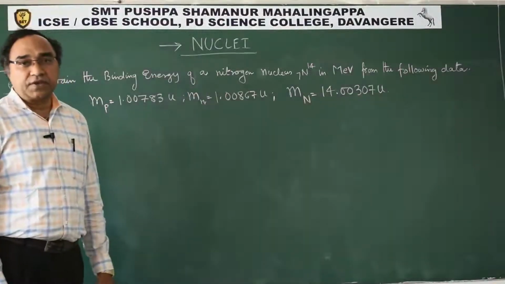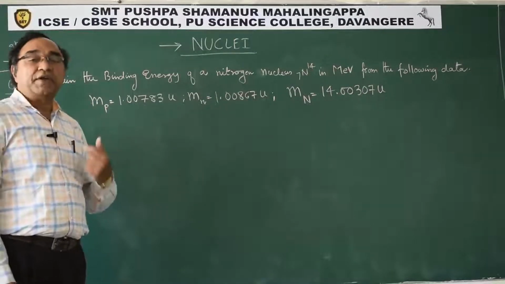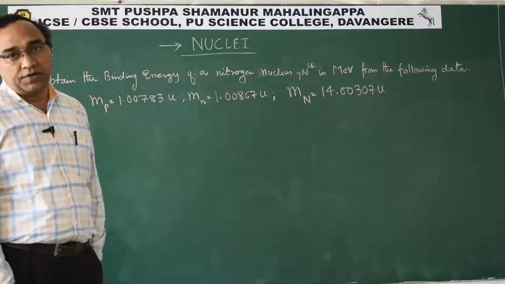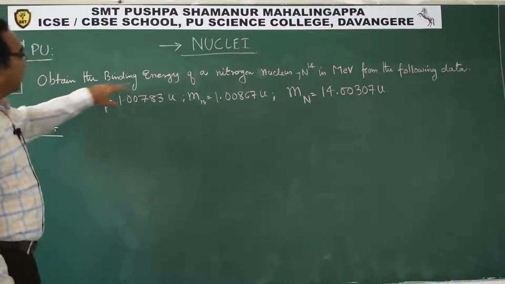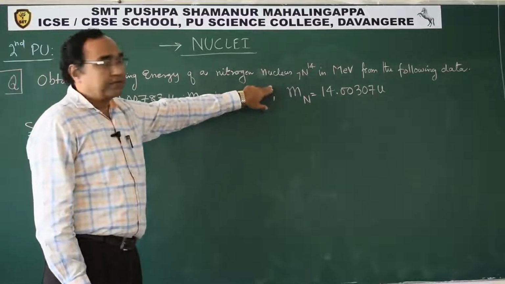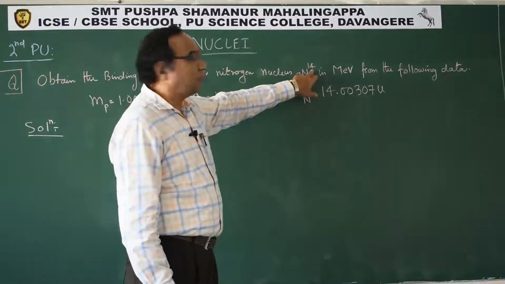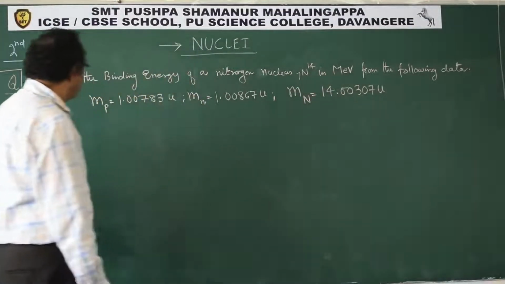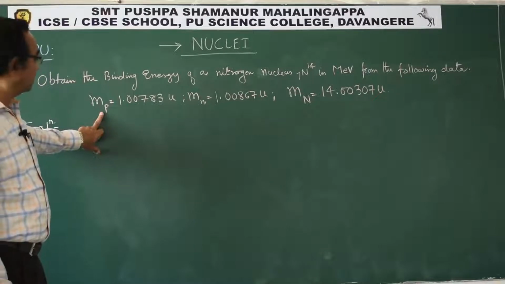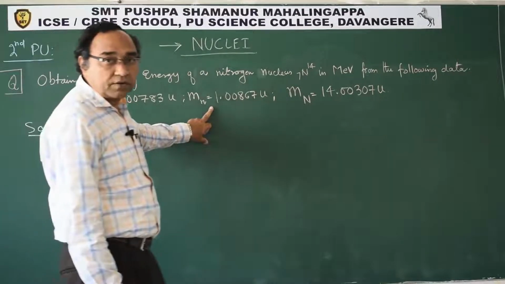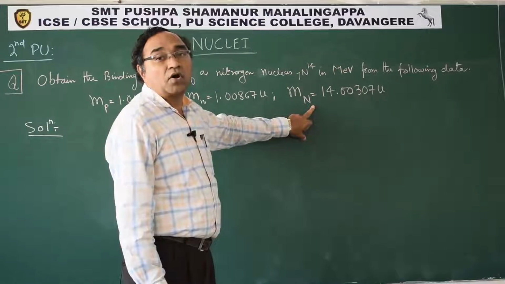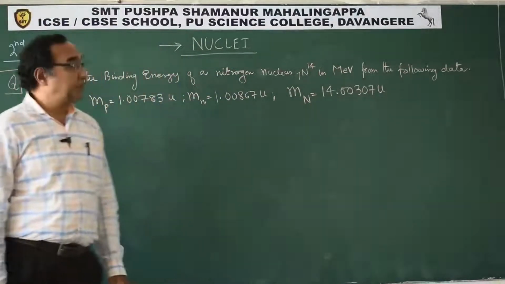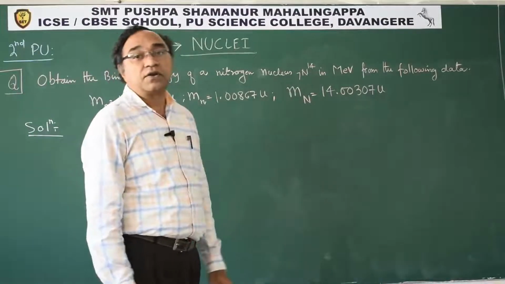Well students, let us take one question where we are asked to find the binding energy of a nucleus. Obtain the binding energy of nitrogen nucleus 7N14 in million electron volts from the data given. Mass of proton is given, mass of neutron is given, and the mass of nitrogen nucleus is given. Please understand this. This is the mass of nitrogen nucleus.